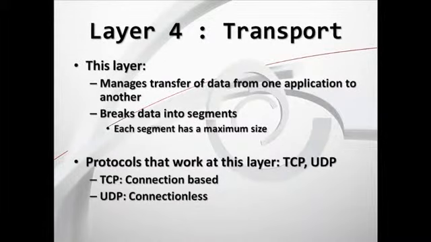The next layer of the OSI model is called the transport layer, which is also known as the segment layer. The transport layer manages data transfer from one application to another across a network by breaking down data into smaller chunks called segments. Every segment has a maximum frame size called the maximum transmission unit. There are two protocols that work on this level, TCP and UDP.